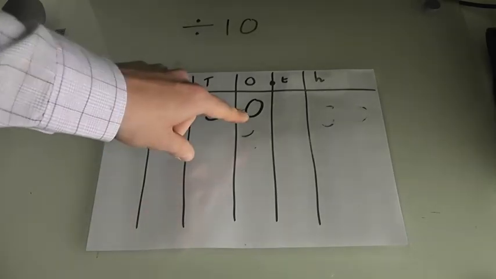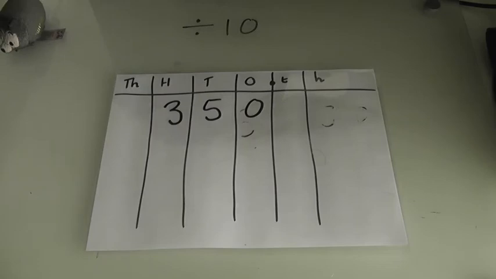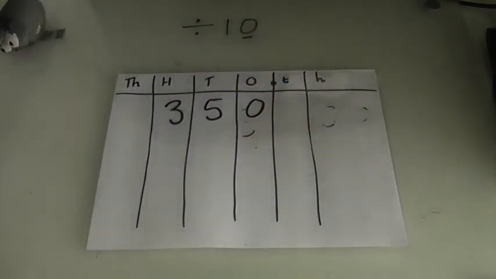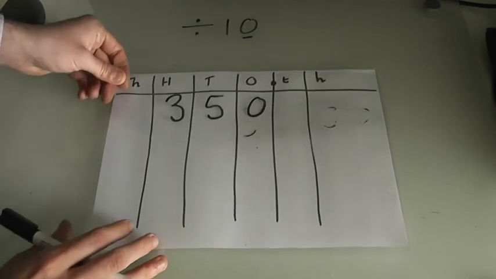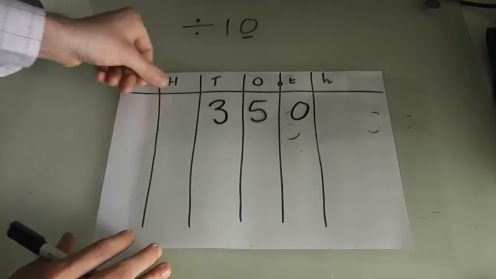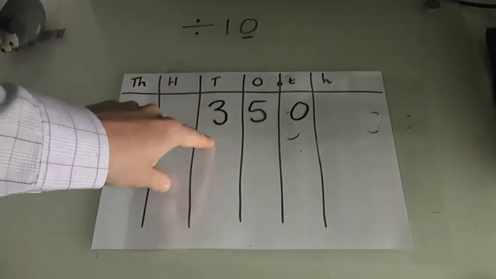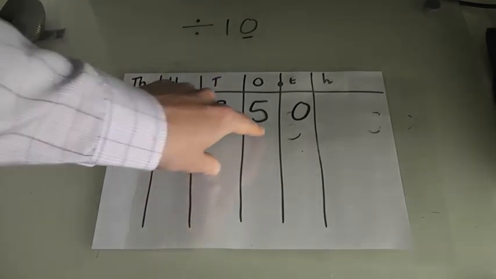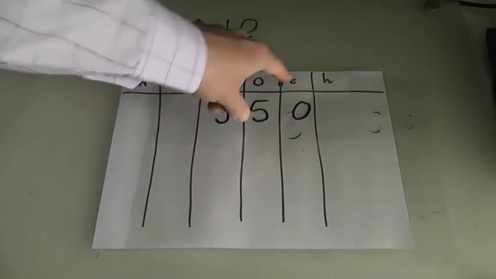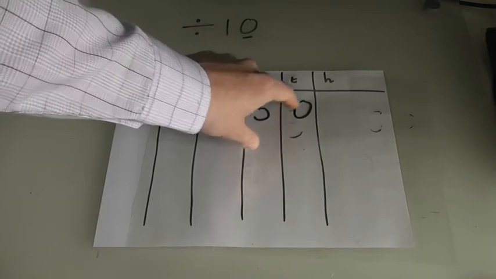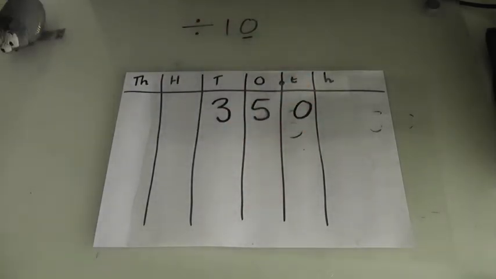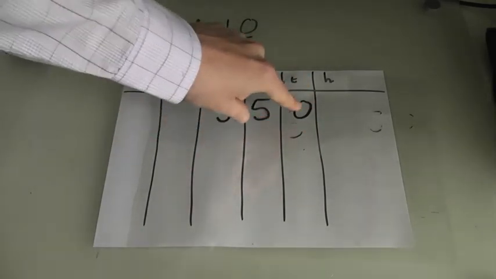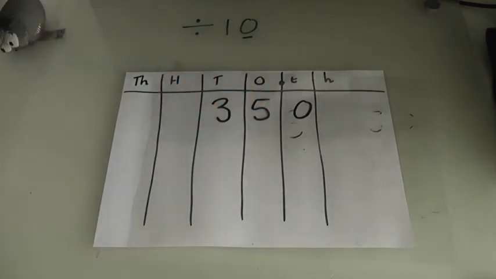So we've got 350, we're dividing by 10. So we're moving it to the right. How many zeros? 1, so we're moving it to the right once. There we go. So now we've got 3 in the tens column, so that's 30, 5 in the ones column, so that's 5. You've got your decimal point here, and then 0. So your answer would be 35.0 or 35.